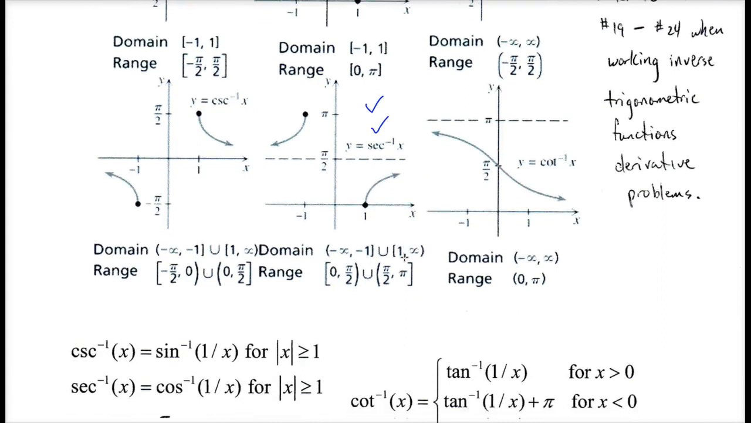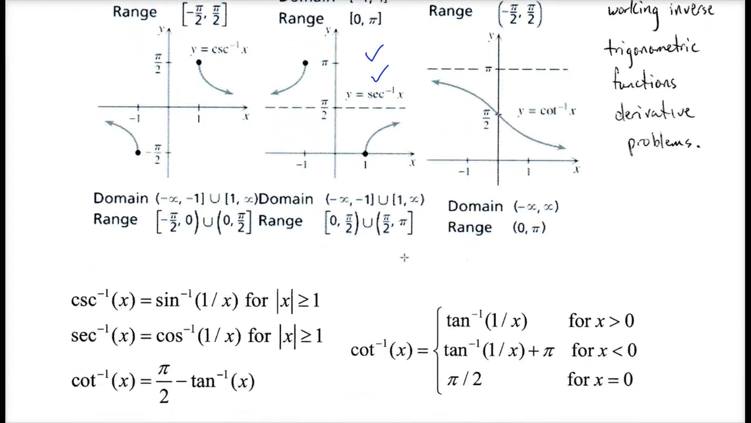Now, also wanted to just remind you here of some of these identities as well. So for our inverse cosecant, we know that's the same as sine inverse of 1 over x. For secant inverse, it's the same as inverse cosine of 1 over x. And for inverse cotangent, it is pi divided by 2 minus tangent inverse of x. And so, of course, for cotangent, we can also look at it the piecewise function way as well.